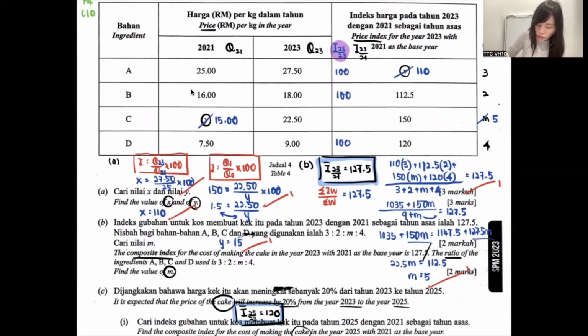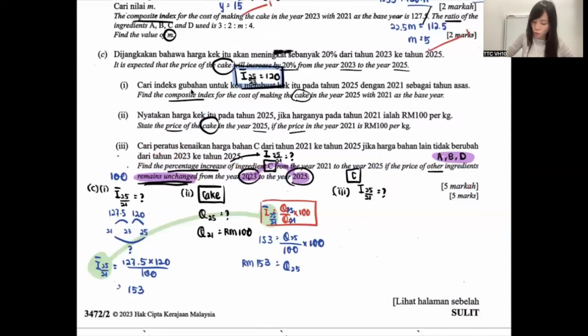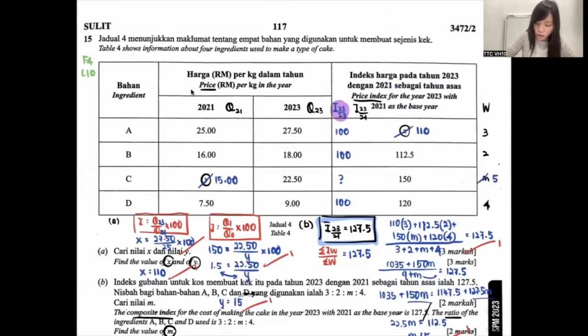The only thing you don't know is C. Let's call it K. Okay, never mind, I just put a question mark. This is what you want to find. So remember, now these questions, you want to do 25, 21. So you need to have an I for 25, 21. So this is I 25, 23. This is I 25, 23. Can see? This is I 23, 21. But you want to do 25, 21.